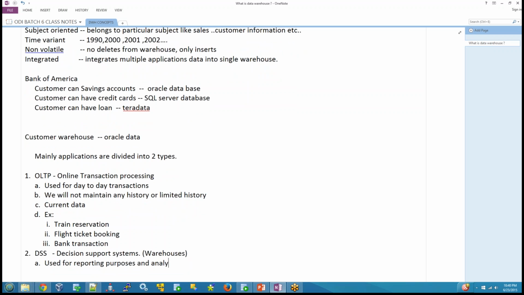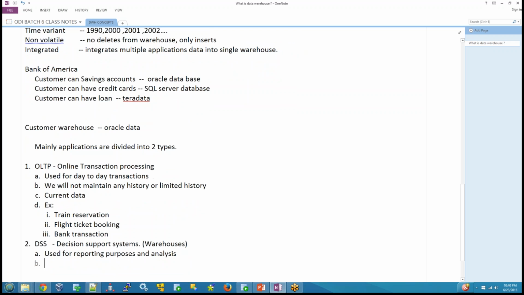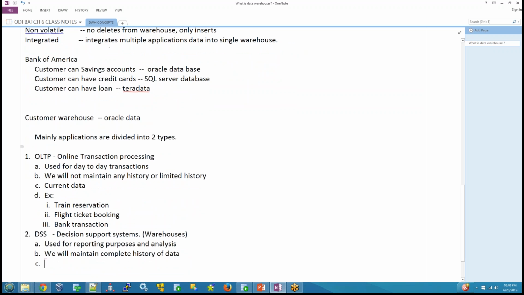Analysis. We mainly use it for analysis. So here we will maintain a complete history of data. That's very important, a complete history. Only historical data, not current data. We will get the data up to a certain point in time, old data up to a certain point in time.